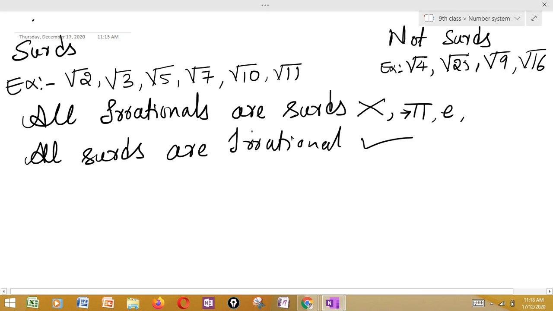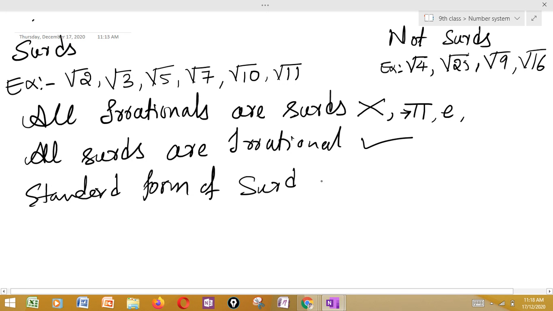Okay, I will tell you one more thing. I told you about the standard form earlier. The standard form of a surd, as I just told you, is nth root of a. If you write it in exponential form, you will get a raised to 1 by n.